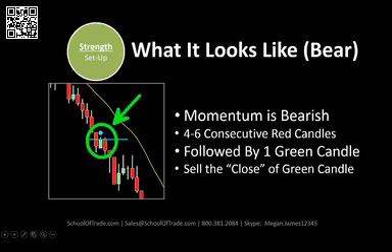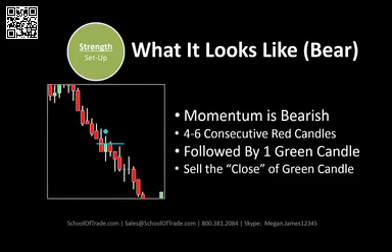But the real magic happens because it's the buyers, the buyers who are trying to buy this pullback. Again, it's a strong move down. Buyers want to buy low. As the buyers come in and try to buy that move now, once they see that follow-up red candle, they get spooked, they sell out of their long position, and that throws gasoline on the fire going lower. Bearish momentum, 4 to 6 consecutive candles, 1 signal candle, and sell the close of that green candle.